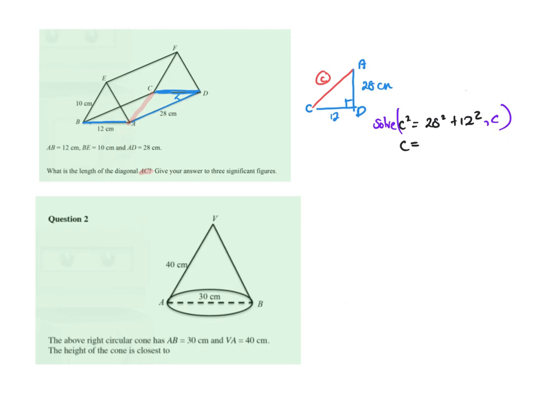Plus 12 squared. So I get this to, it says now 3 significant figures. So I get my answer to be 30.5. So you start counting as soon as you have a non-zero. So there's 1, 2, and there's my 3rd significant figure. So they actually called it AC. So I might write AC equals 30.5 centimeters. And there's my answer.